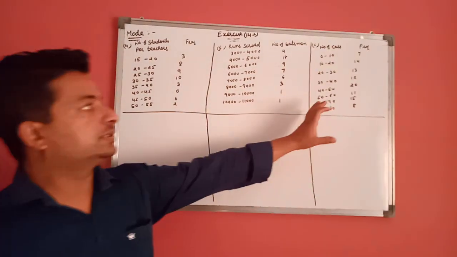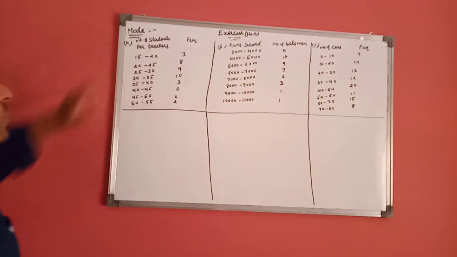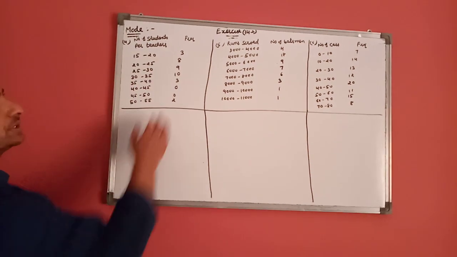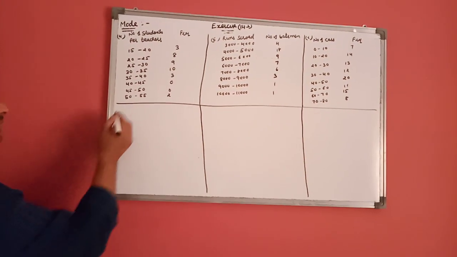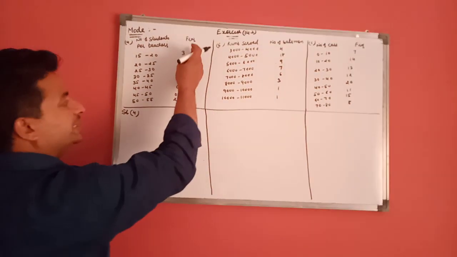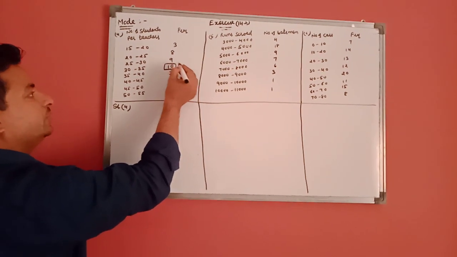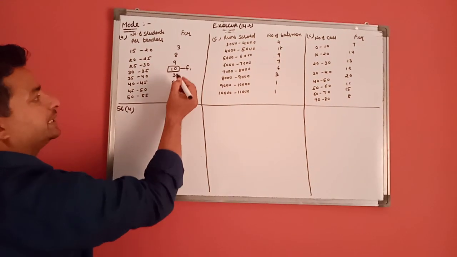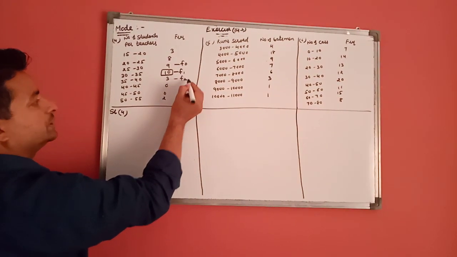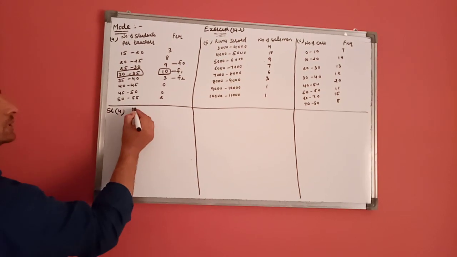These are the next three questions, that's question number 4th, 5th, 6th. In question number 4th, we are given number of students per teacher and frequency. In the solution of question number 4th, first we see the frequency table. In the frequency table, the largest value is 10. We write it as f1 and above this is f0, below this is f2. This is the modal class.